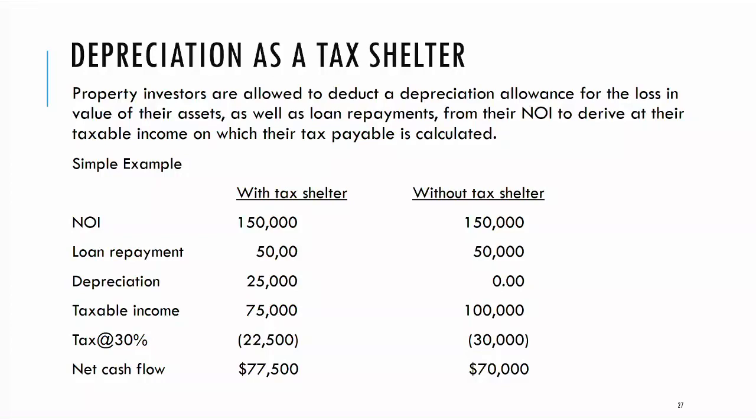Property investors are allowed to deduct the depreciation allowances, which follow the fall in value of their asset, as well as loan repayments from the net operating income, to derive their taxable income, on which their tax payable is calculated. Your net operating income is 150,000.